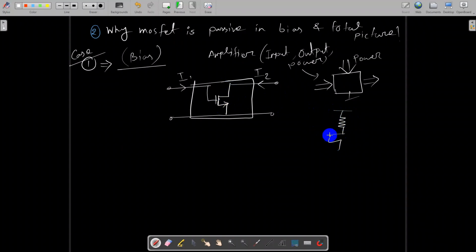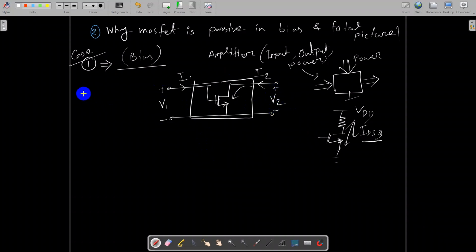Okay, the bias current. This IDSQ or IDQ, this quiescent current, is going from VDD to VSS. So it is going in that direction, like this. So this is not awkward. Now plus minus V1, and this is plus minus V2.